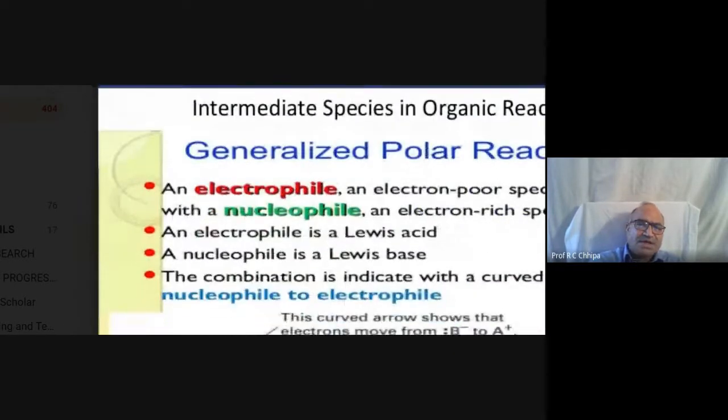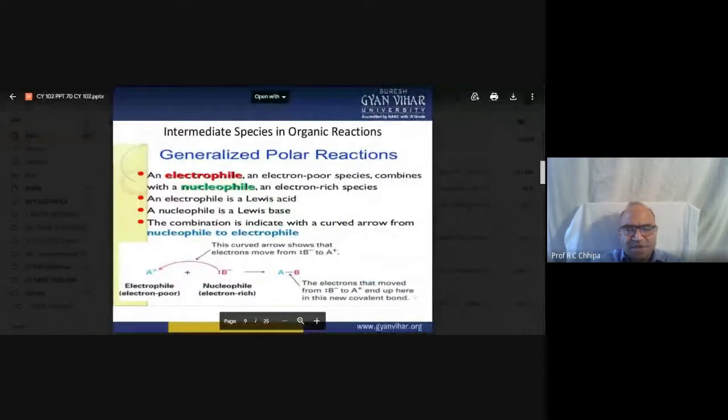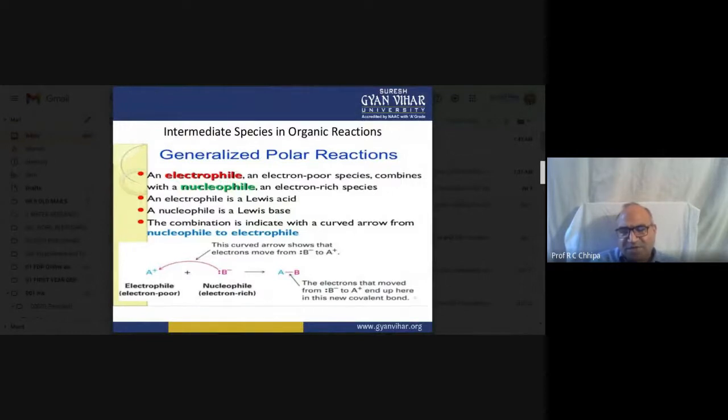Now we come to the most important concern: with the help of homolytic fission, we get free radicals. So methane undergoes free radical generation, and the methyl free radical is formed, because the electron pair of the carbon-hydrogen bond undergoes homolytic fission. But in the ionic case, we have two kinds, the electrophile and the nucleophile. These are also important in organic chemical reactions.